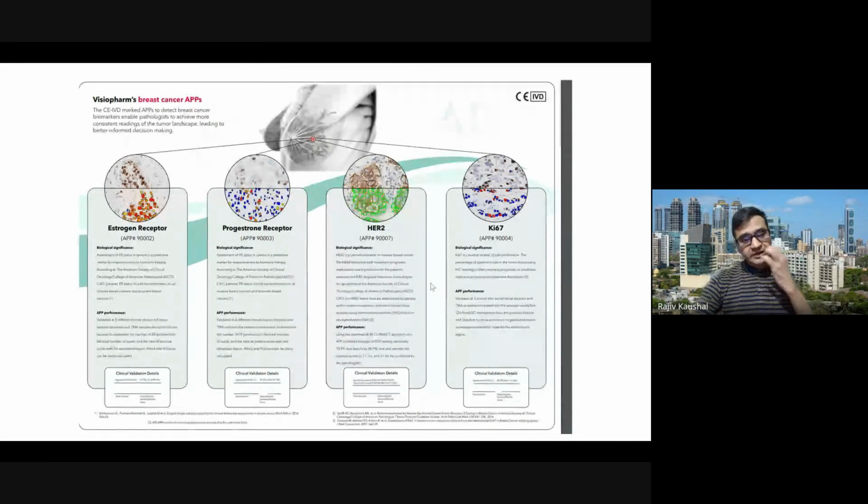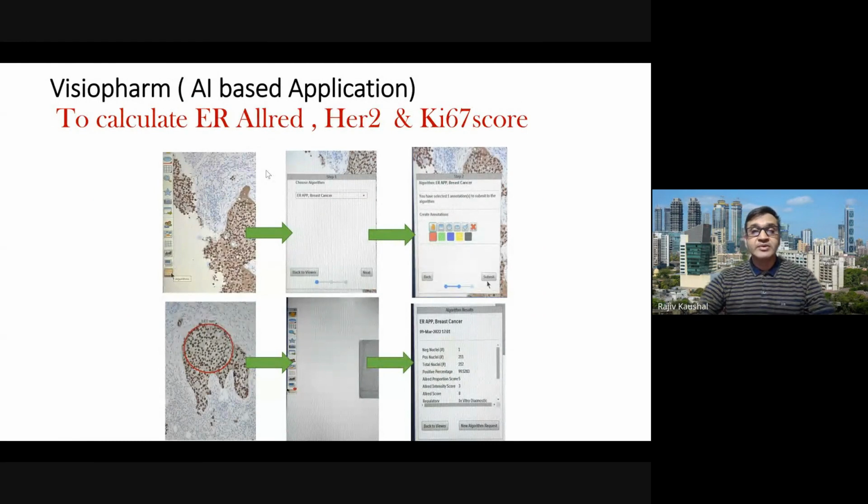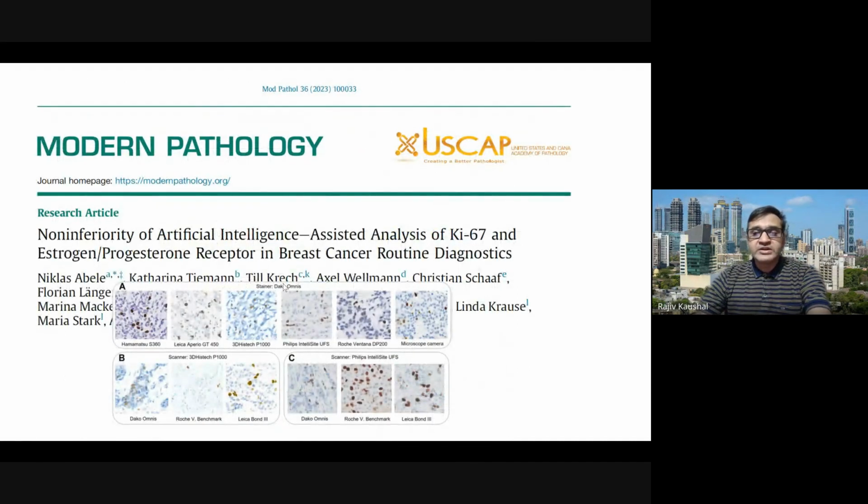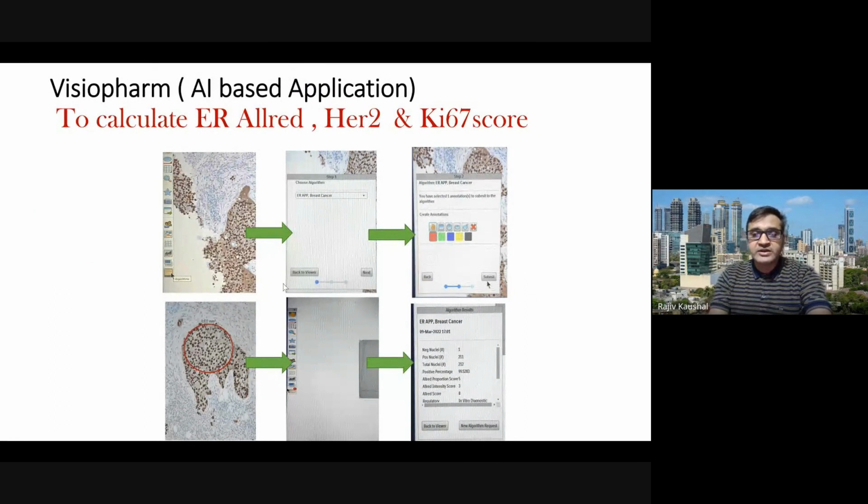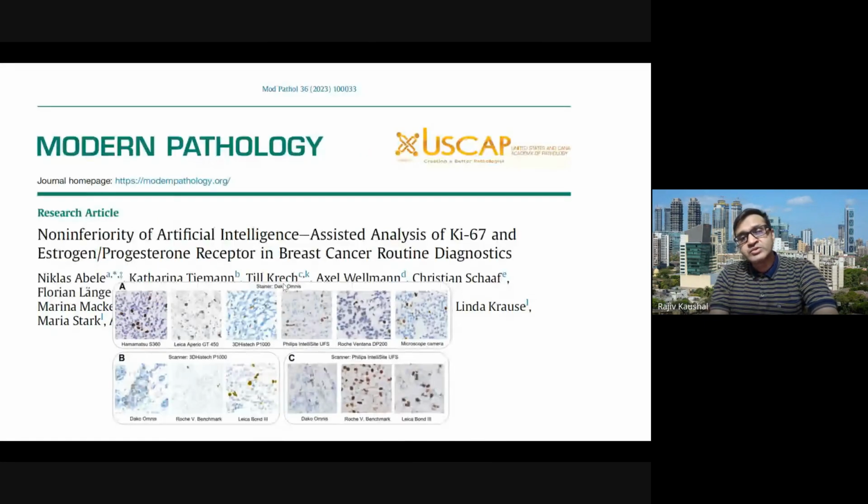So what we are using in our practice, we have adopted this Visiopharm 4-gene panel, that 4-marker panel, ER, PR, HER2, and Ki67, in our routine clinical practice. So the cases are scanned, a region of interest is selected, and within a fraction of a second it gives the exact result. So do you need it in all the cases? I'm not saying you need it in all the cases, but wherever you feel there is a variability, or the cases are on the borderline, in those cases if you use it, it gives you a very precise answer.